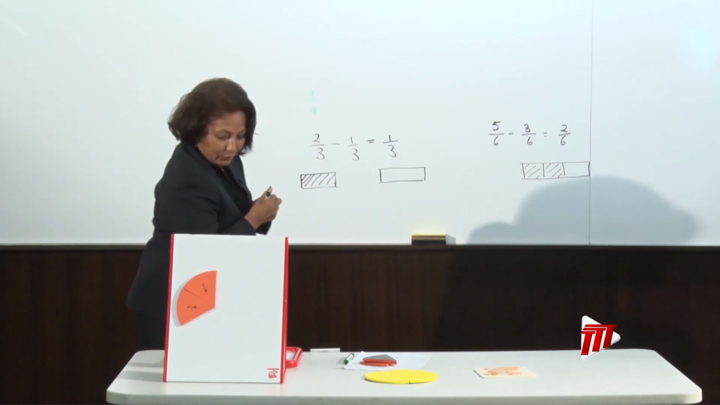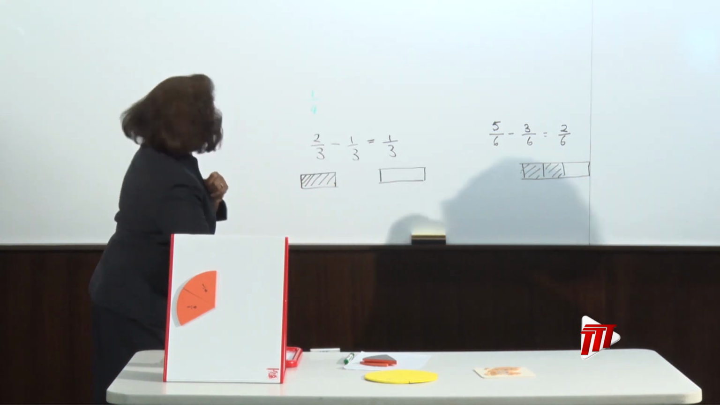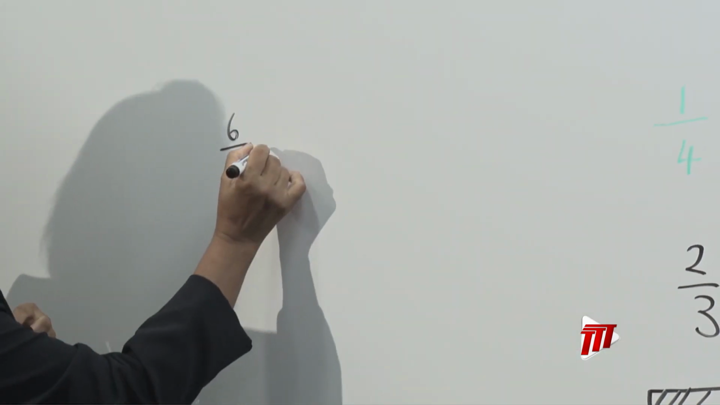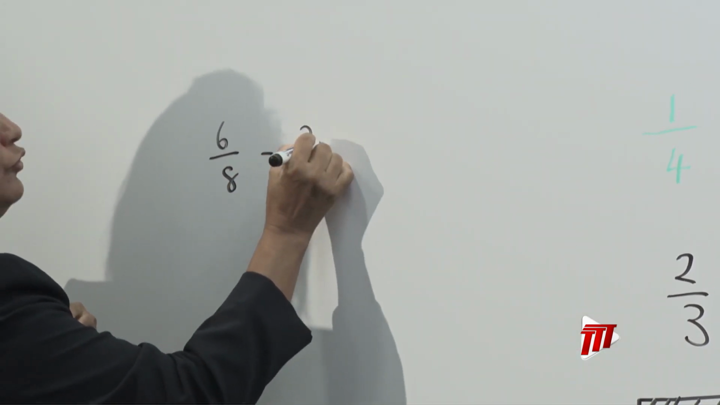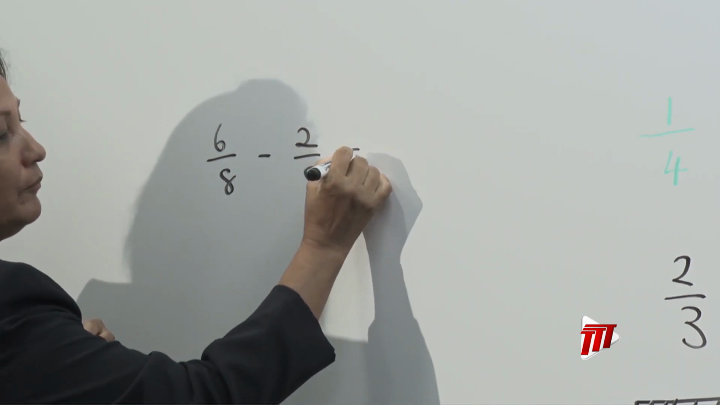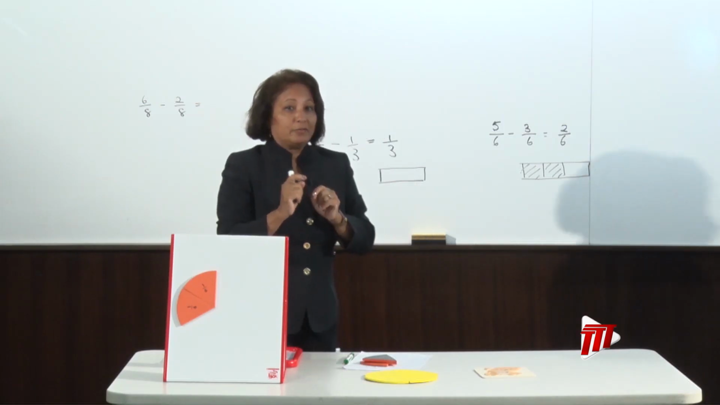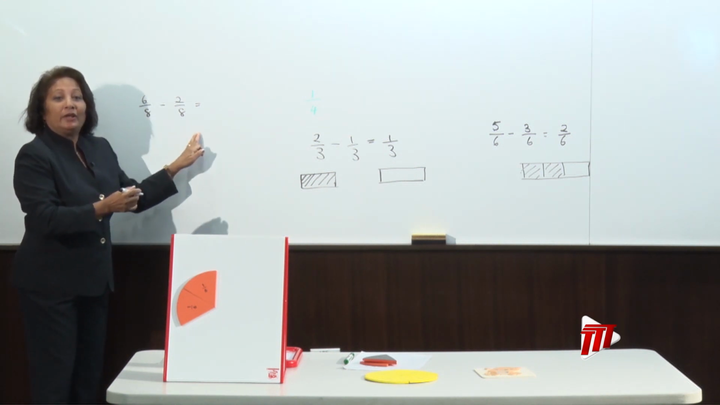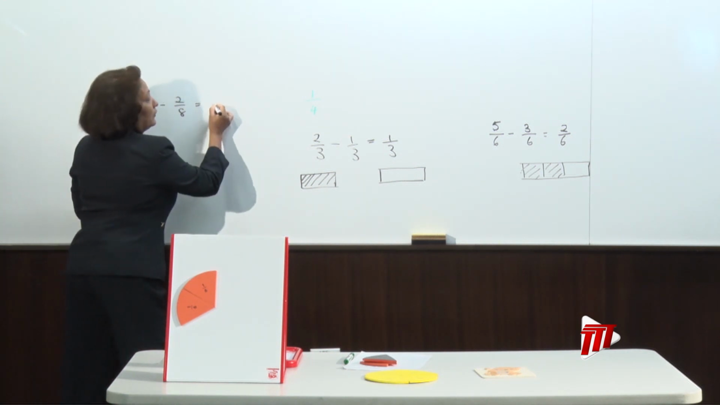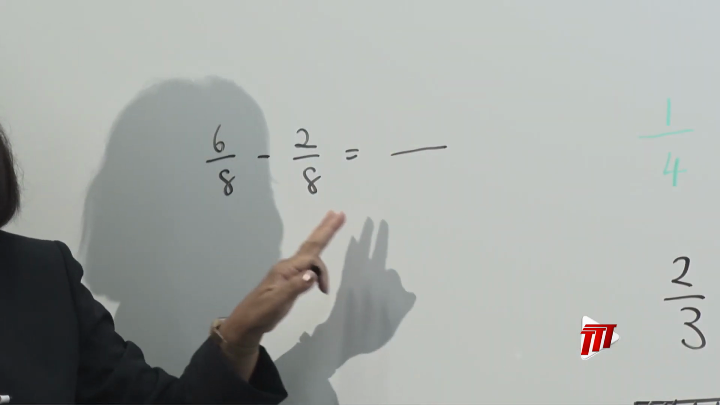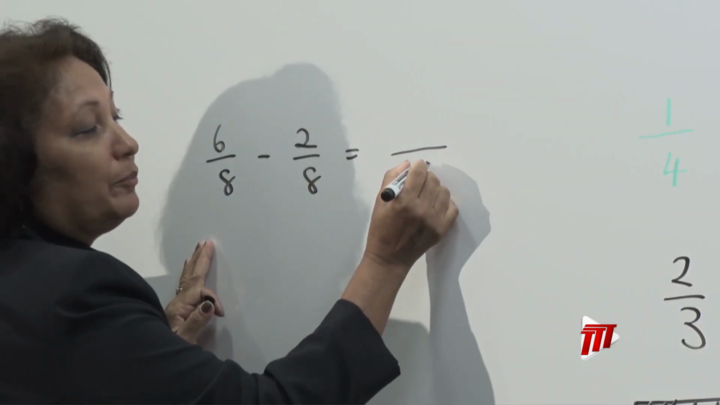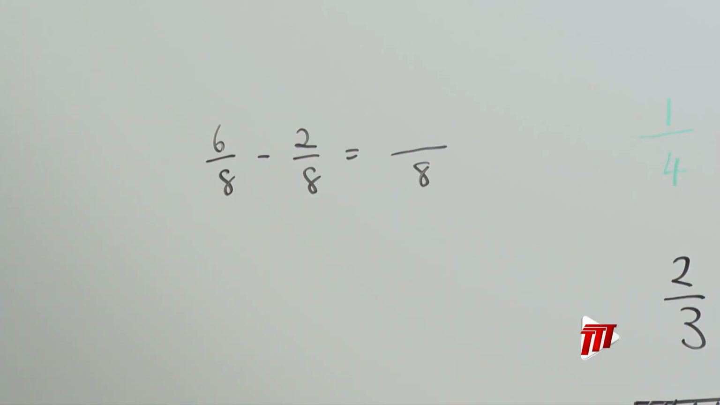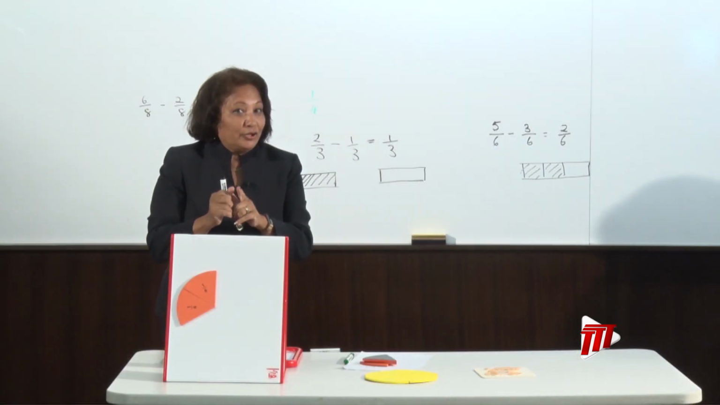All right? So I have 6/8 minus 2/8. What you expect to get is, because the denominators are the same, your answer would carry that same denominator. So you expect that your answer would be some number of 8s. All right? That takes care of the denominator.